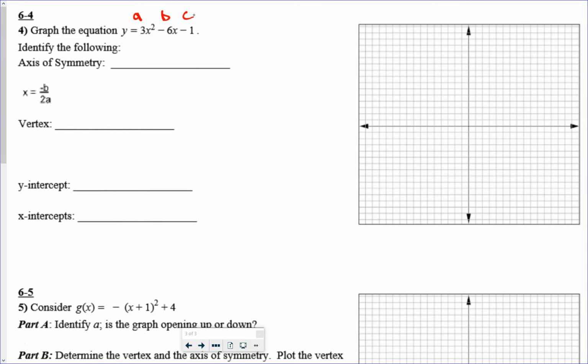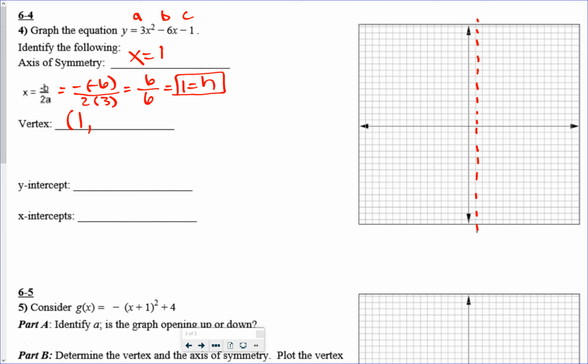Identify the axis of symmetry. That's x equals opposite b over 2a. My b is -6, so opposite b is positive 6, over 2a, which is 2 times 3, which is 6. 6 over 6 is 1. That is my axis of symmetry. It is also the h part of my vertex, so I already have the first half of my vertex. My vertex is on this dotted line somewhere.